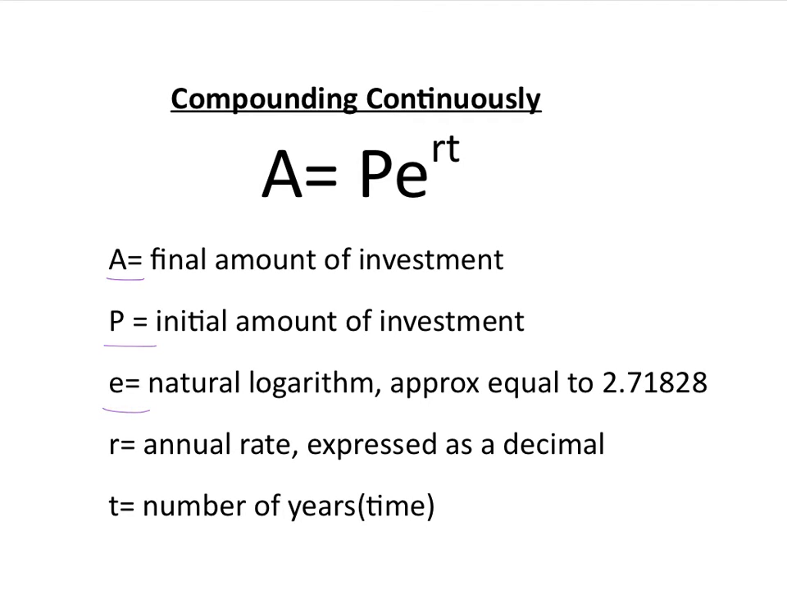E now is a little bit different than what we've seen. This is actually a natural logarithm, which is approximately equal to 2.71828, and there's a button on your calculator that I will show you that we will use when we want to compound continuously. Again, that's what we use, that natural logarithm in this equation. R is still the annual rate expressed as a decimal, and T is the number of years in time. And we'll take a look at these examples in class together and in homework.